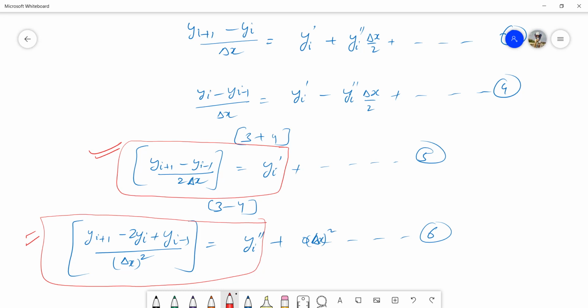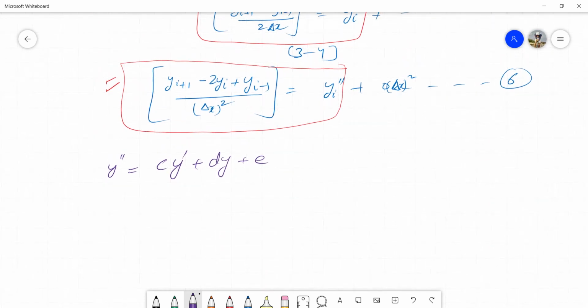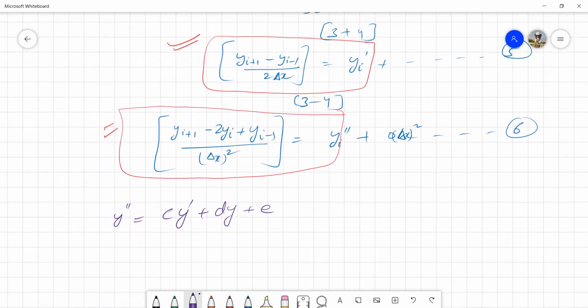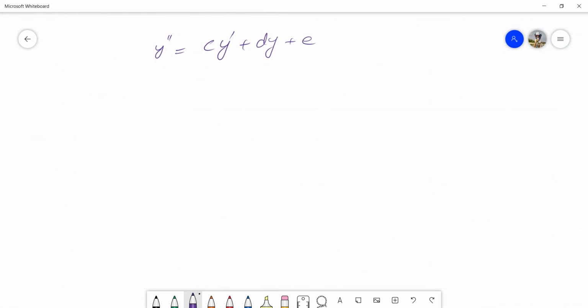Clear? So if we come back to the main equation, that is our main differential equation, y double dash equal to c y dash plus d y plus e. So instead of the double derivative y double dash, we can substitute this part from equation 6, and for y dash we'll substitute the red part from equation 5. We will put the expressions of y dash and y double dash. So upon substituting, what we have over here is yi plus 1 minus twice yi plus yi minus 1 over h square. We can also use delta x instead of h, basically the step size or the interval of dividing the total domain of x.